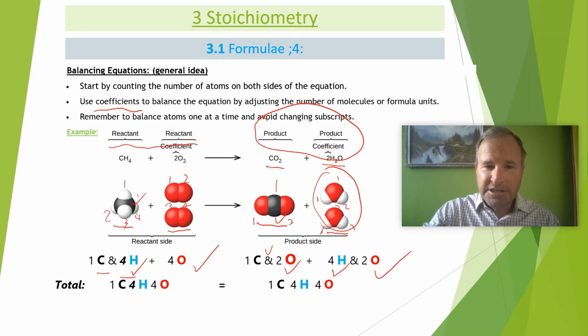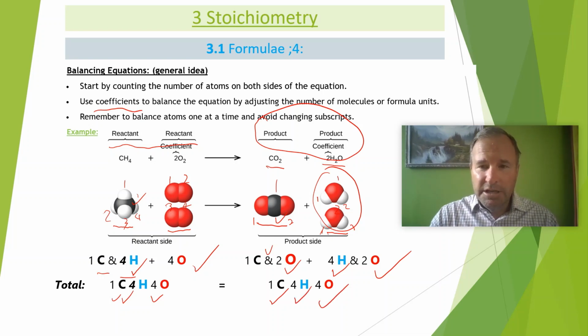So if we go to the next step, we're counting the total number of atoms on each side. We can see we've got 1 carbon, 4 hydrogens, and 4 oxygens. And here, when we add them all up, we have the same number of carbons, 1 carbon, 4 hydrogens, 4 oxygens. Because of this wonderful law of conservation of mass, the number and type of each atom on the left-hand side reactants balances with the number and type of each atom on the product side.